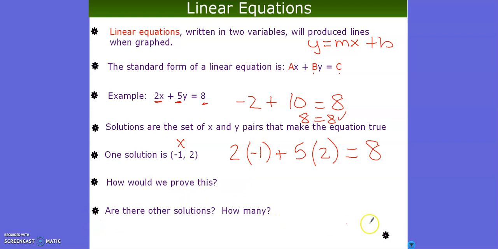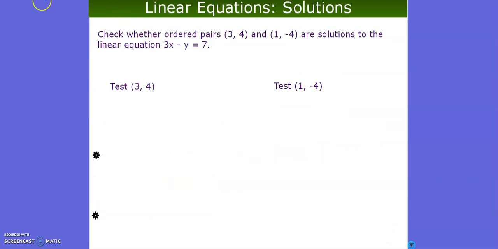Are there other solutions? How many? Well, let's see. In order to figure that out, we graph it. We're going to go ahead and check whether an ordered pair is a possible solution to this equation: 3x minus y equals 7. So we're going to go ahead and test out (3, 4). We're going to test out (1, -4).